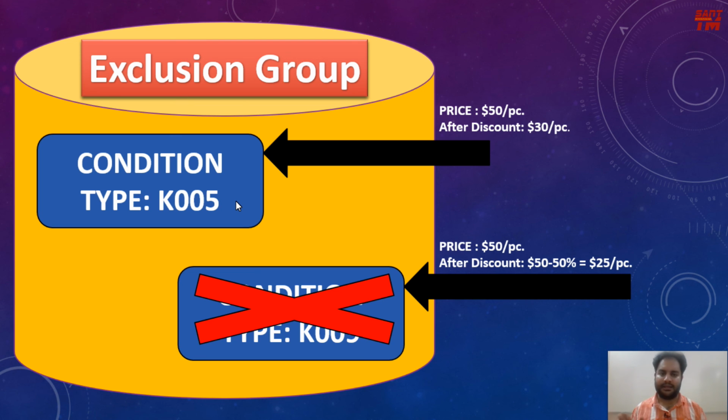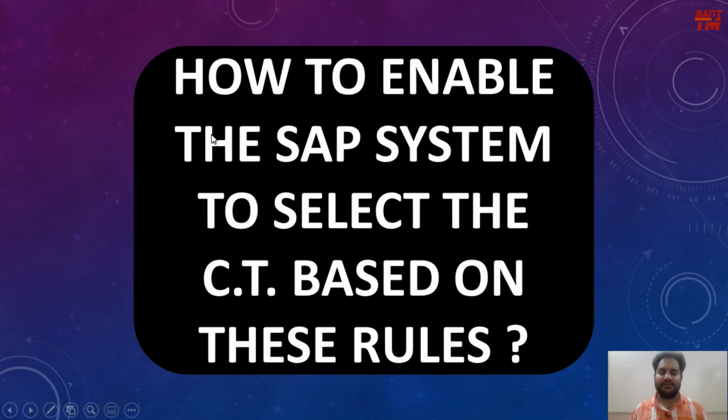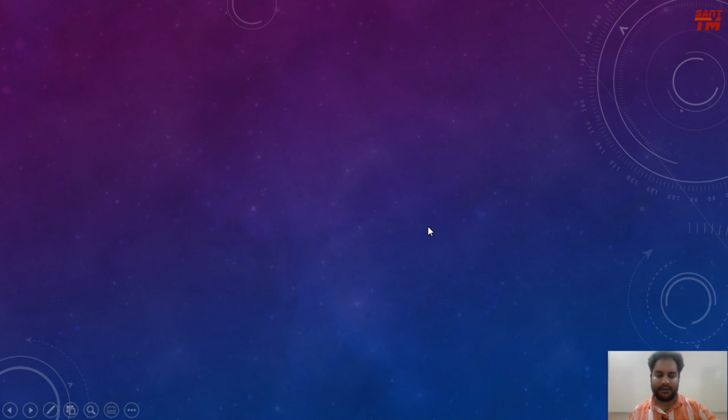So methods A, B, C, D, E, F and L. I hope there is no doubt in all the methods. Please rewind the video and watch it again if you have any doubts. Now the question is how to enable the SAP system to select the condition type based on these rules. It is okay that we have studied methods A, B, C, D, E, F and L, but how to enable the SAP system to use these methods, to use these rules. So here is the simulation of how the SAP system will work.